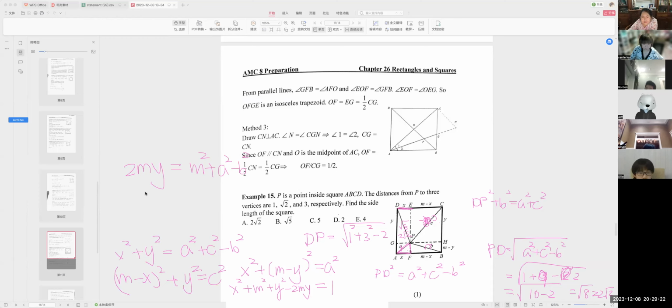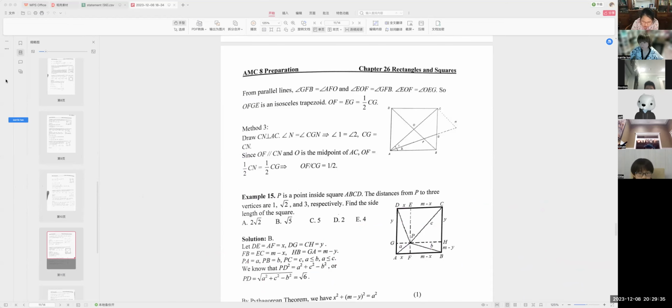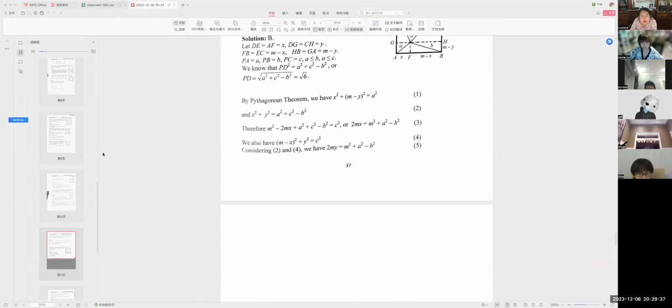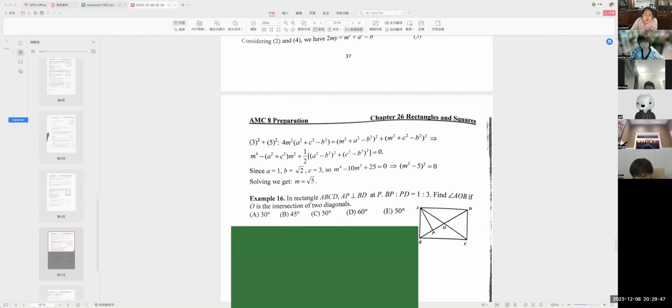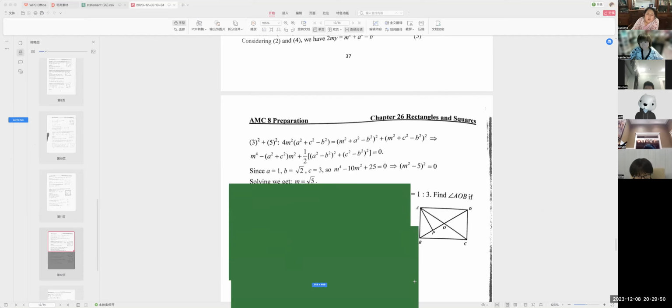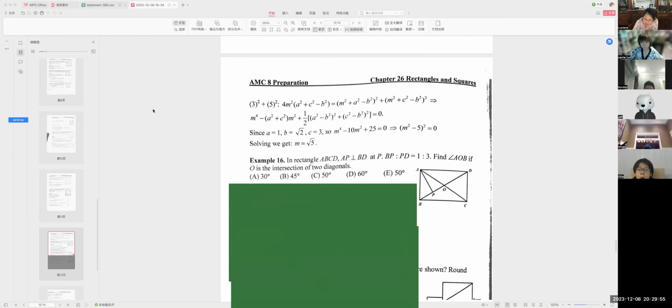Okay, so based on that, I think this one is too much for you guys. So let's just skip this one. I think it's too much because we're using too many squares, and I don't think any of you have learned this at all. I think it's too hard. Let's just do example 16. This one is easier. This question is easy.